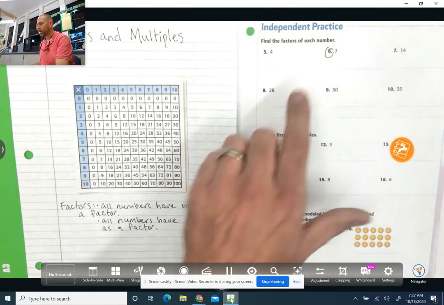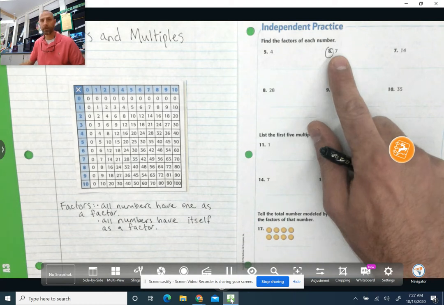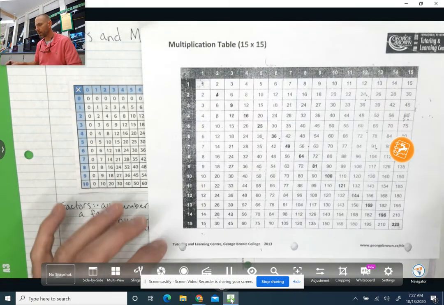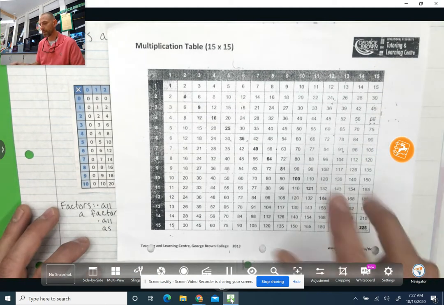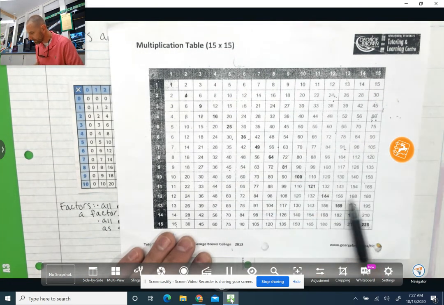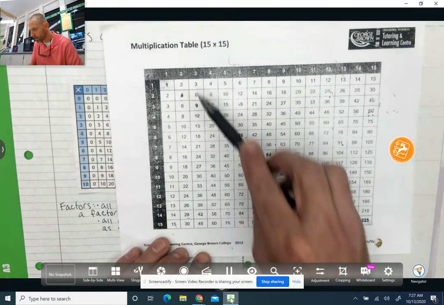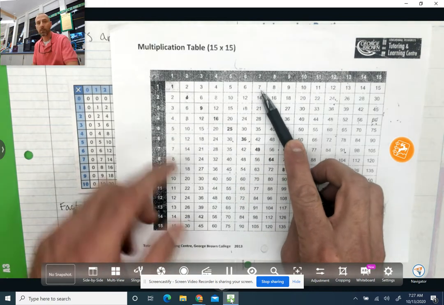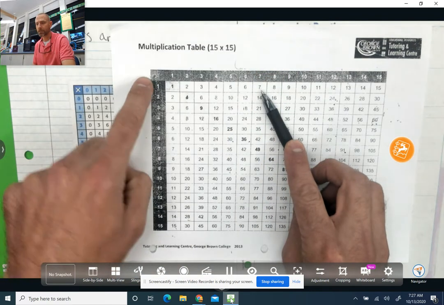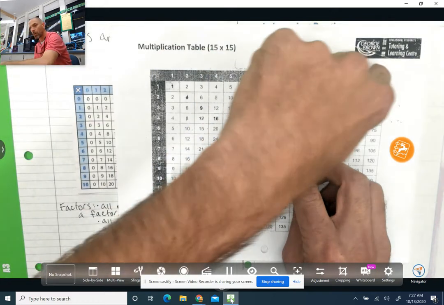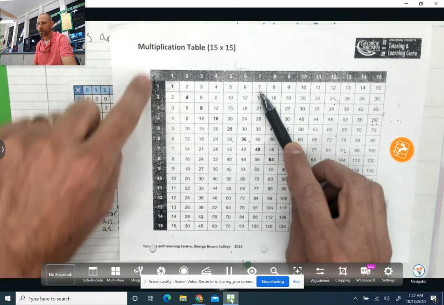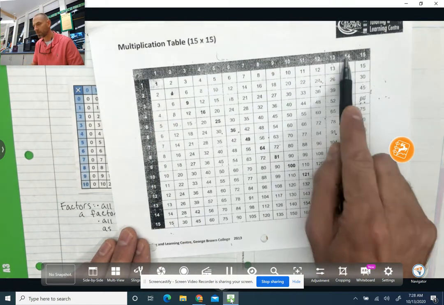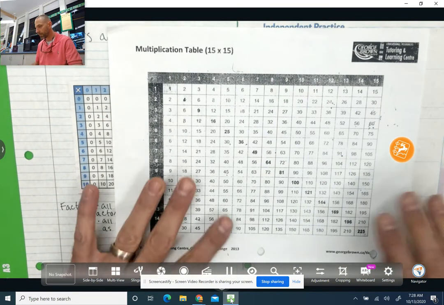Okay, so number 6, we have to find the factors of 7. Okay, now when we go and we find the factors using a multiplication table, what we want to do is go into the multiplication table and start looking at the answers. So we want to find 7. In order to find 7, then we can make the factors. The factors are found along the sides of the multiplication table. Okay, so this is a list of your factors here, and across the top you also have a list of your factors.